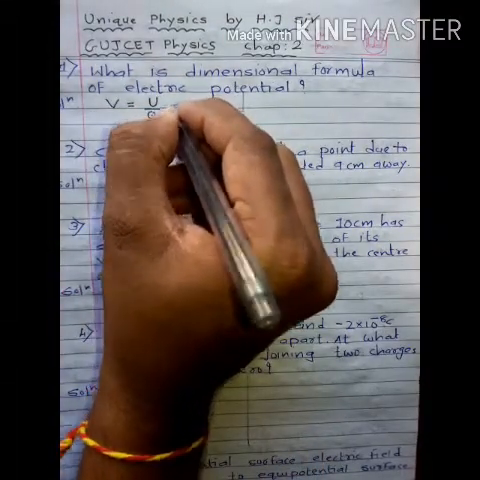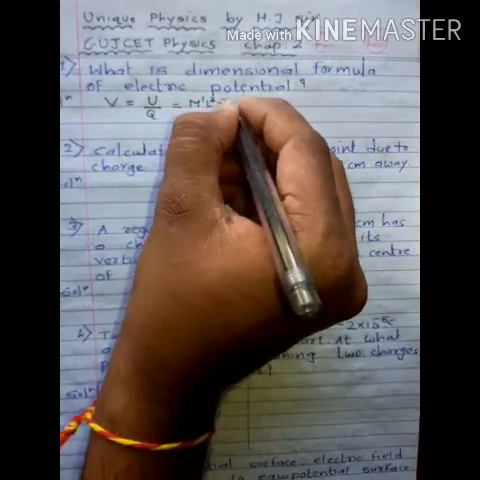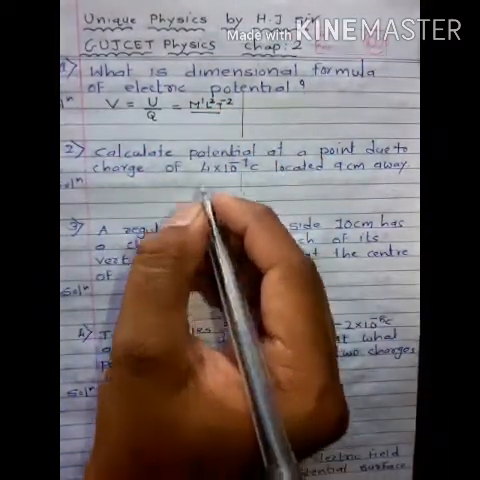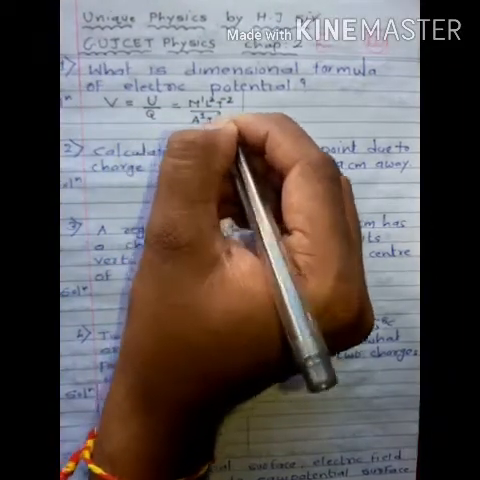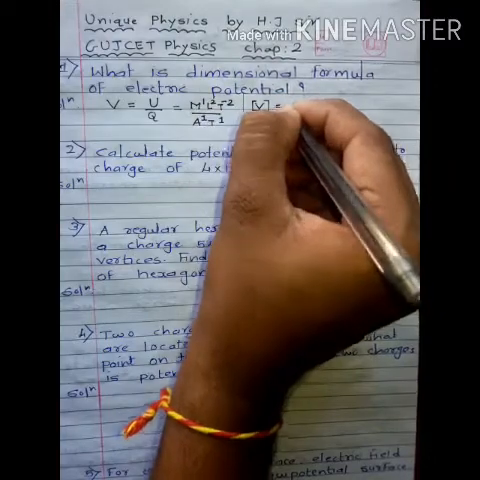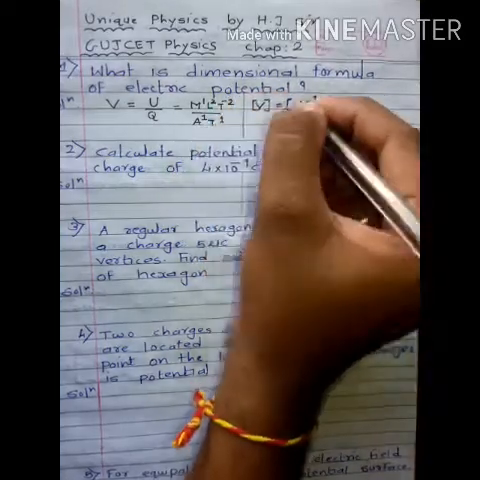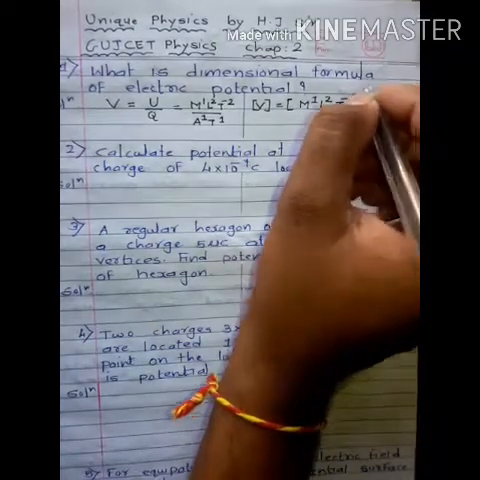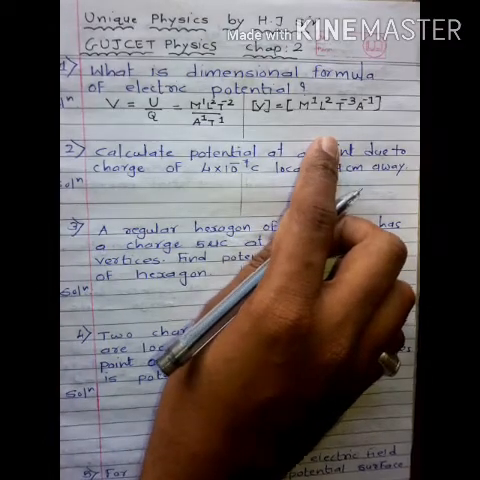Now use the dimensional formula of energy. Energy means M1 L2 T minus 2 upon Q. Q is equal to IT. Clear? So the dimensional formula of Q, meaning charge, is A1 T1. Now try to solve this term. So the dimensional formula of potential becomes M1 L2, here we have T raised to minus 3 and A raised to minus 1. So this is the dimensional formula of electric potential. Next MCQ.